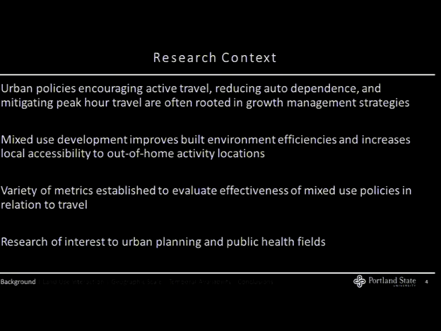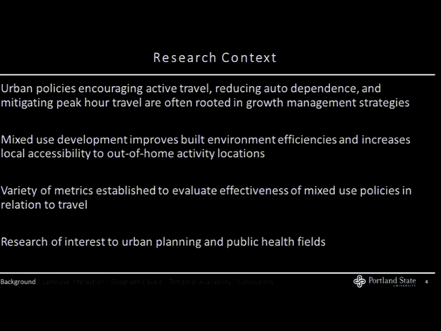And so some background. I'm sure many of us are familiar with mixed-use development, but a lot of our urban policies, which encourage active travel, reducing auto dependence, and mitigation of peak hour travel, are rooted in growth management strategies. And one of the more popular growth management strategies is this notion of mixed-use development. The reason this is important to travel is that mixed-use developments improve built environment efficiencies and increase local accessibility to out-of-home activity locations. By bringing functional origins and destinations closer to one another, we're reducing the travel cost of non-automotive modes and making them more competitive with auto transport.